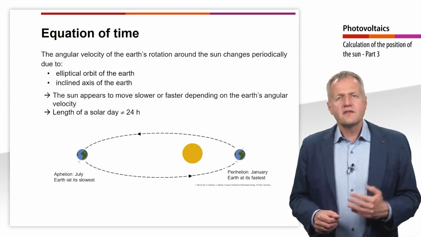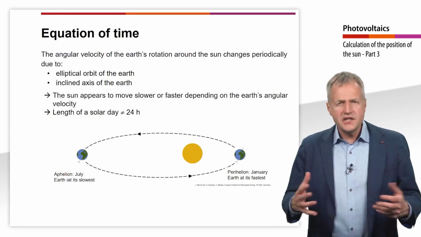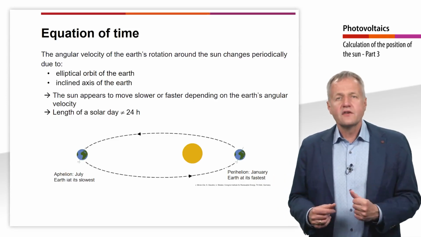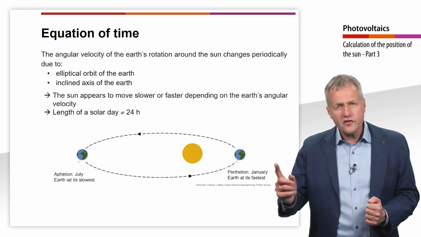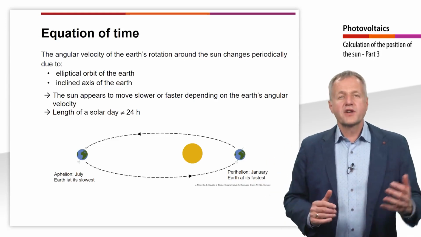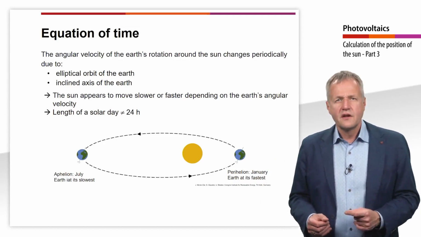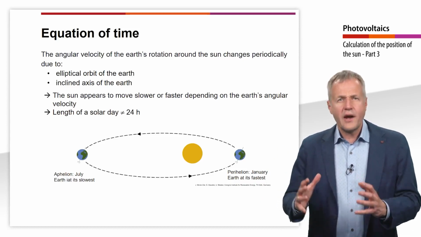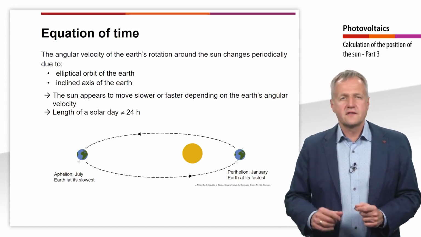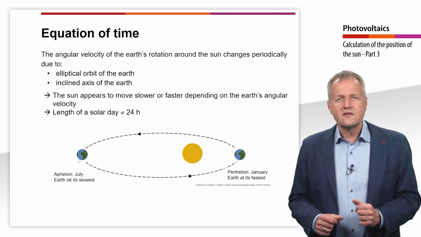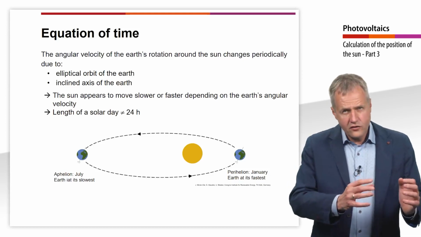This equation is based on the fact that the angular velocity of the Earth's rotation around the Sun changes periodically, which is due to two facts. First, the Earth moves around the Sun on an elliptic orbit. This is explained in the graph shown. At the shortest distance to the Sun, the perihelion, in January, the Earth is at its fastest. At the longest distance to the Sun, the aphelion, in July, the Earth is at its slowest.